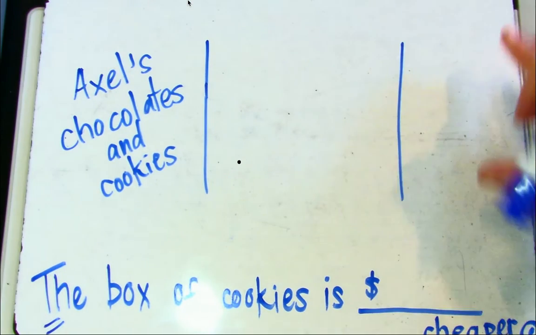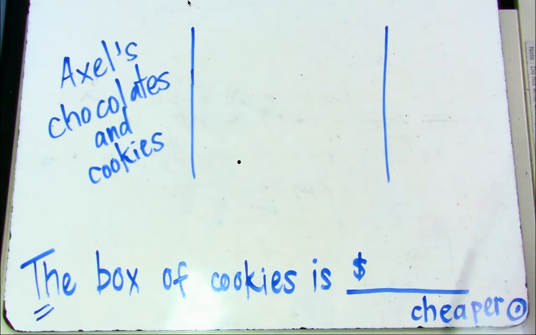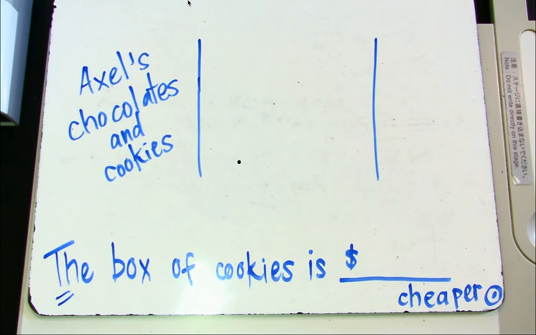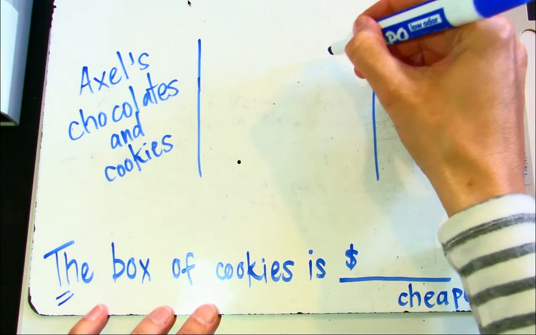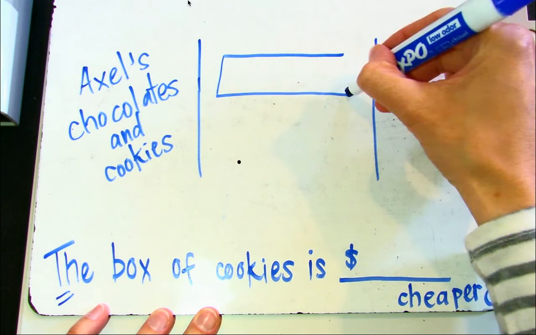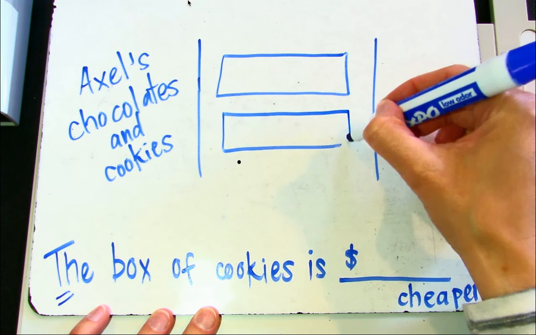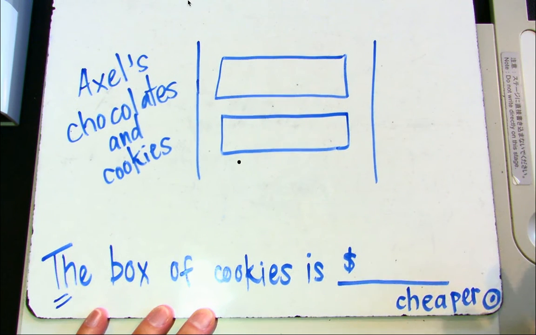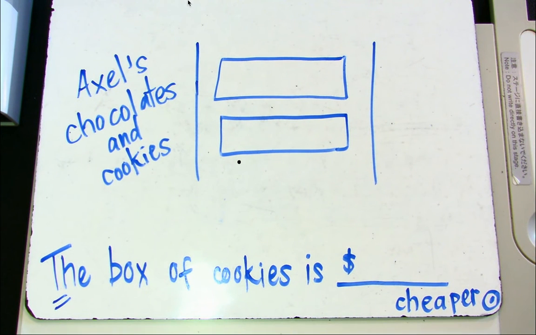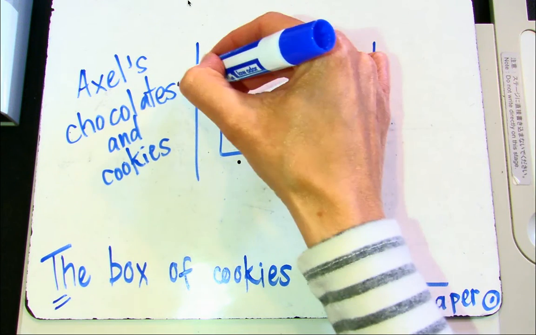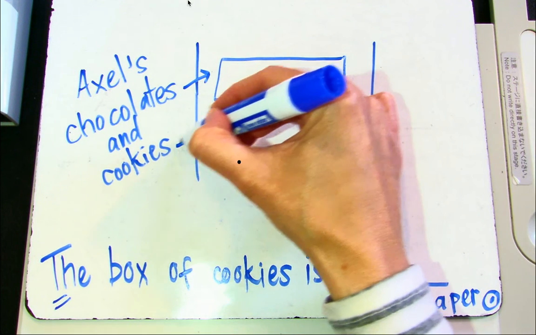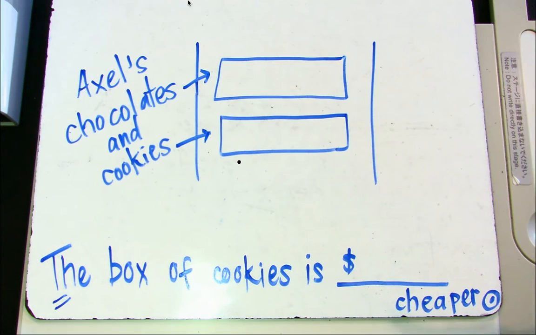So Axel's got some chocolate and cookies. And now, like I said, we're comparing here. We know the chocolates cost more and the cookies cost less. So we're going to compare by making 2 unit bars. And unit bars are just rectangles, right? Fancy name for rectangles. I'm just going to draw a little arrow here.